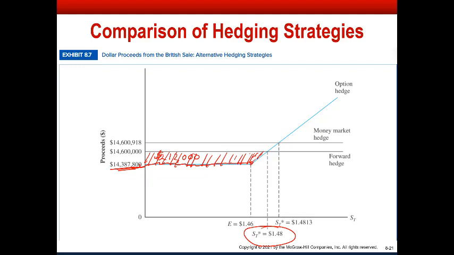And above the break-even price, you have all the upside gain if the pound appreciates. That's represented by this upward sloping blue line here. The forward hedge is just this horizontal line here. And remember, the money market hedge turned out to have a slightly higher value, so that's going to be this horizontal line here. So the question is, are you willing to pay the cost of option premiums in order to have access to that upside potential?